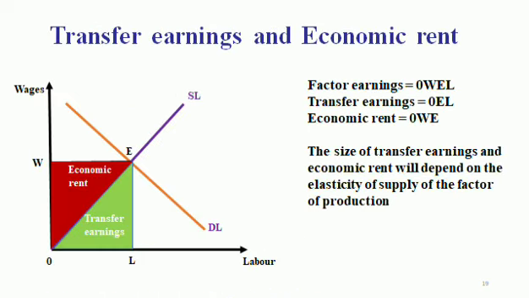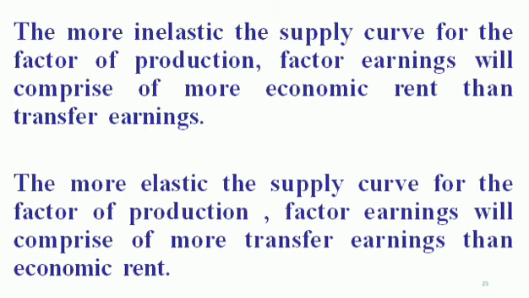Looking at the diagram, the total factor earnings is OWEL, out of which OEL would be transfer earnings and OWE would be economic rent. The size of economic rent and transfer earnings will depend on the elasticity of supply of factors of production.